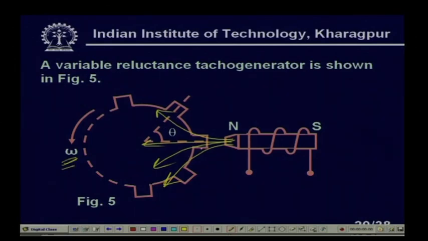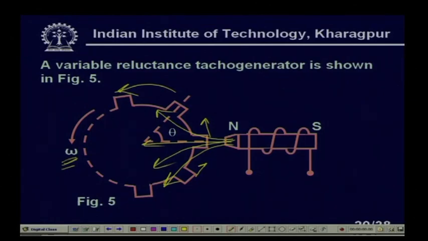Now, what will happen if the wheel rotates like this? Suppose the tooth has gone down in this direction and has moved, so that this pole piece now faces the gap in between the two teeth. Then reluctance will increase. So, there is a change of magnetic flux. So, there will be a variable, time varying output voltage if it rotates with the speed of omega.